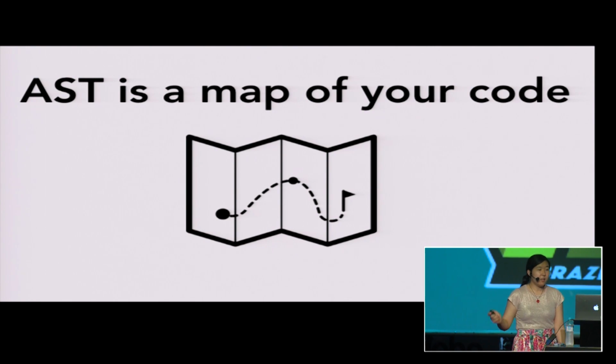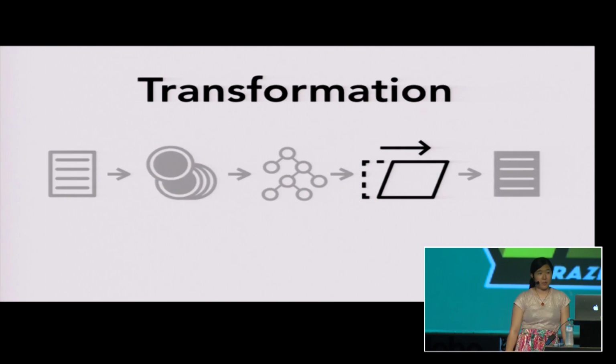And I like to think AST is a map of your code. So you have a bunch of data, you tokenized it, so you have all the points on the map, maybe points of interest in a place that you want to visit in Porto Alegre, and then you are trying to see the meanings behind it by drawing lines and planning your day. So I like to think of that as a map.